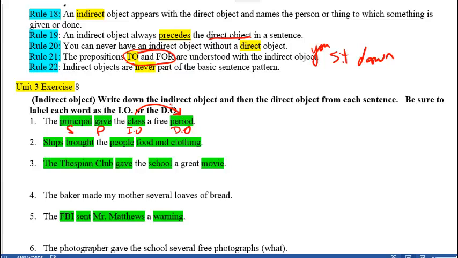So let's take a look at number 2. Ships is the subject. Brought is the predicate. People answers what. Food and clothing is the direct object. Notice that it has the word and, so this is compound. And people is the indirect object. Remember, you can test it by inserting to or for. She brought to the people food and clothing.